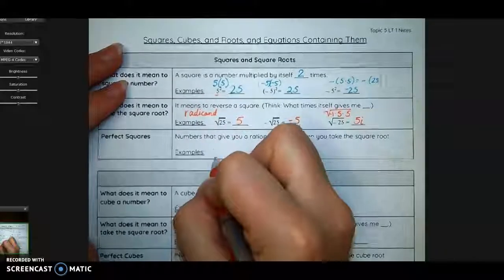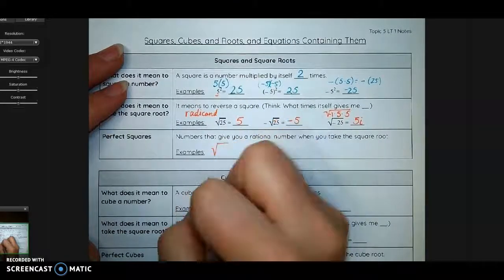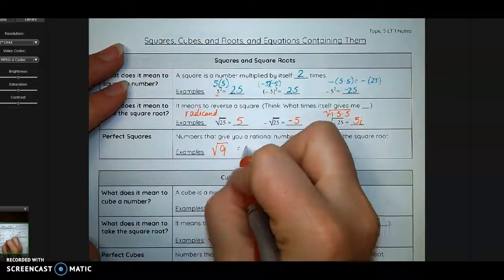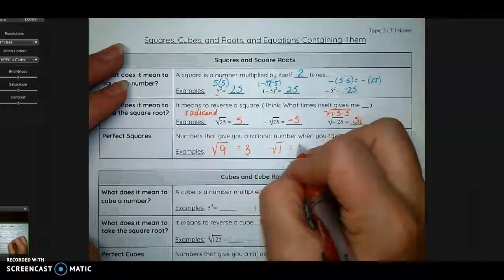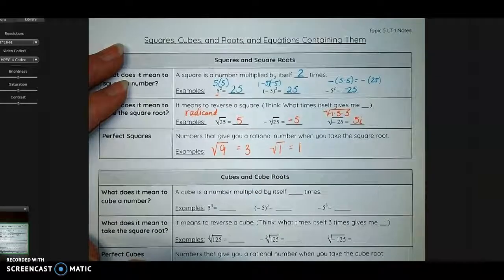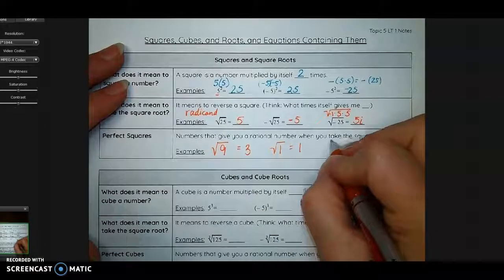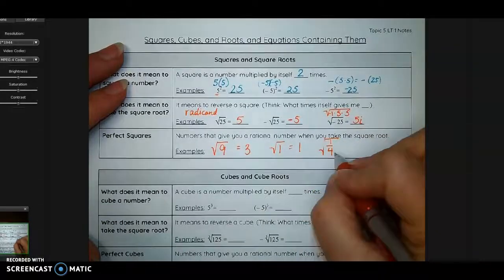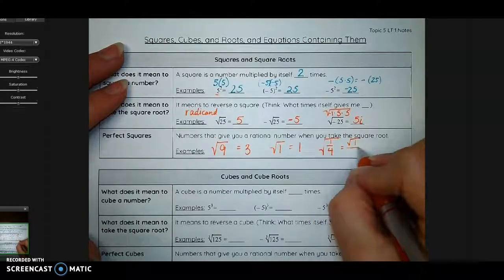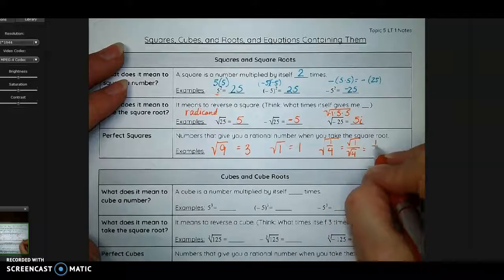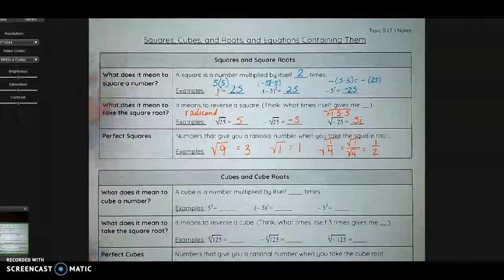Any number when I square it times what it gives me. So like if I had the square root of 9, I would get 3, because that's 3 squared. The square root of 1 just gives me 1, because 1 times itself is 1. I might have something like the square root of 1/4, and I can do this because I can think about this as the square root of 1 over the square root of 4, and that would give me 1/2. So it's anything that's going to give me a rational number when I finish.